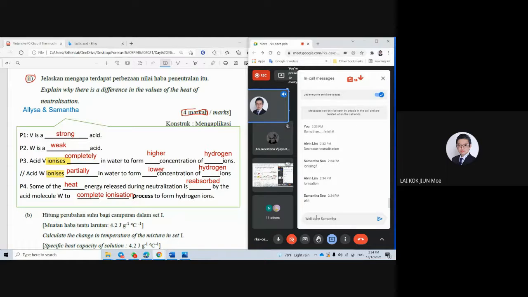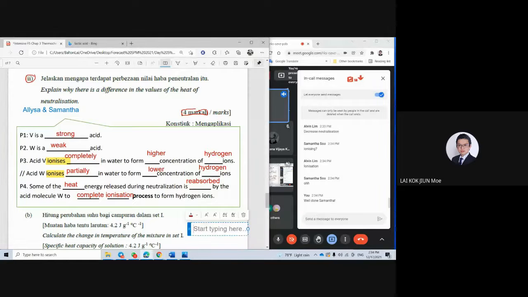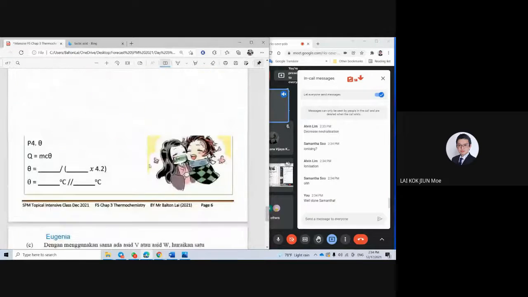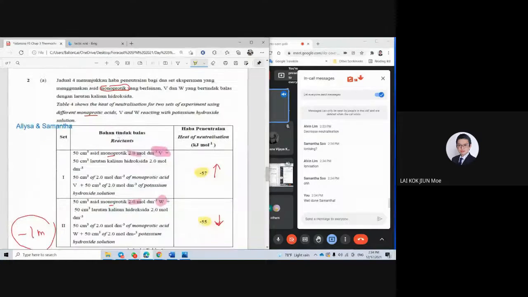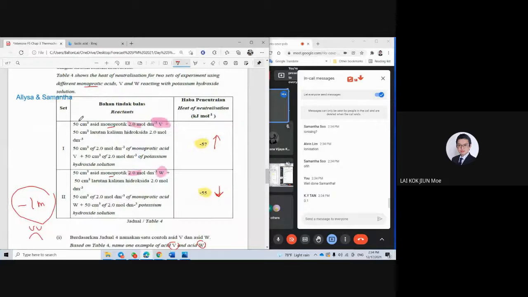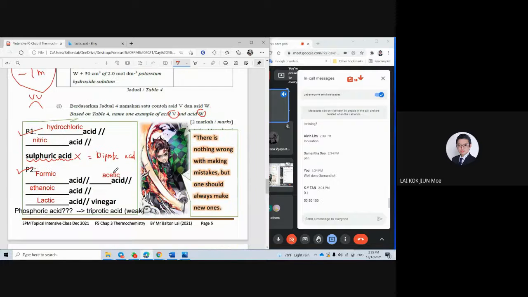Okay, see. So 4 marks, no problem. Very fast, you get all the marks ready. KY Tan, now's your chance to get all 4 marks. KY Tan, we need your help on the set one. So first, our KY Tan has to figure out what is the mole for this solution first. Can you find out the mole here from this volume, from this molarity? Can you find out n equals MV divided by 1000? So you find out the mole first for this reactant. Yes, KY Tan, well done.